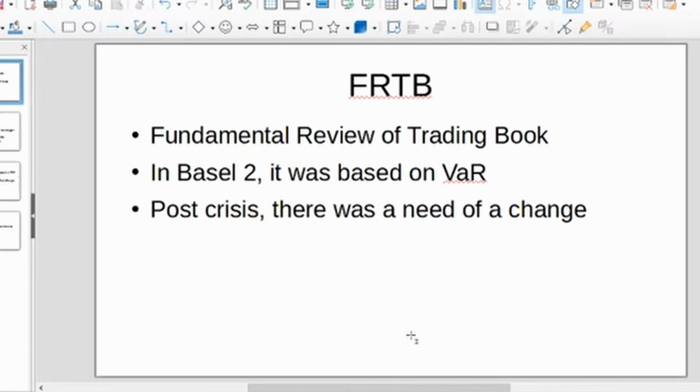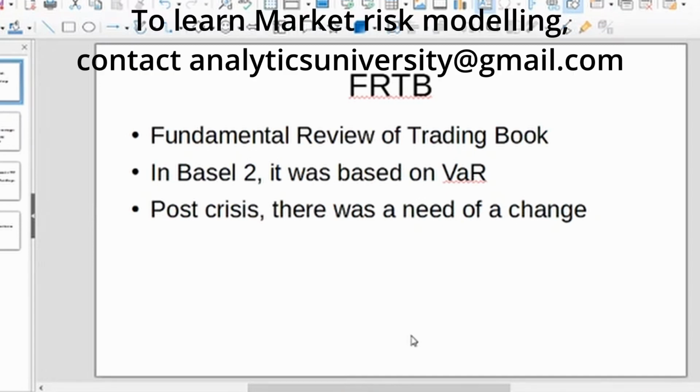We'll talk about FRTB, which stands for Fundamental Review of Trading Book. It's related to market risk, so we'll talk a bit about market risk today, and we'll learn the basics of FRTB. It's very recent regulation. It's just been 4 years since it came into force, and in fact banks are still struggling to implement FRTB. So we will learn a bit about this topic.